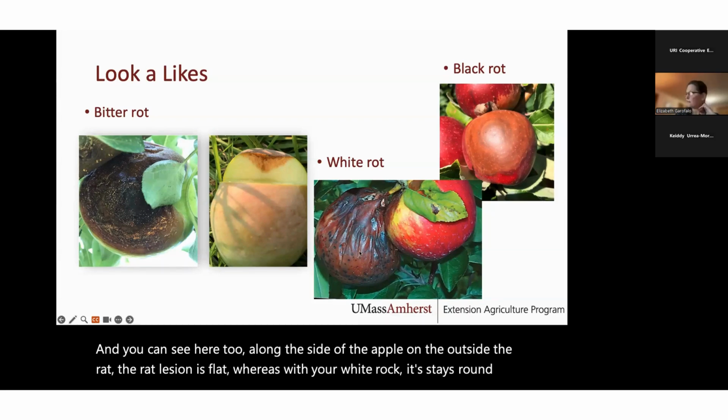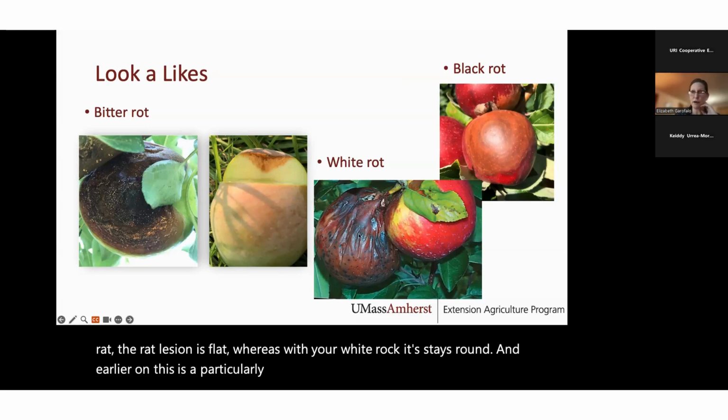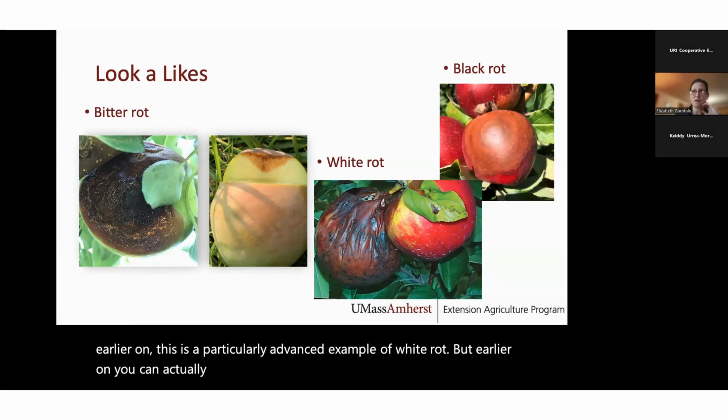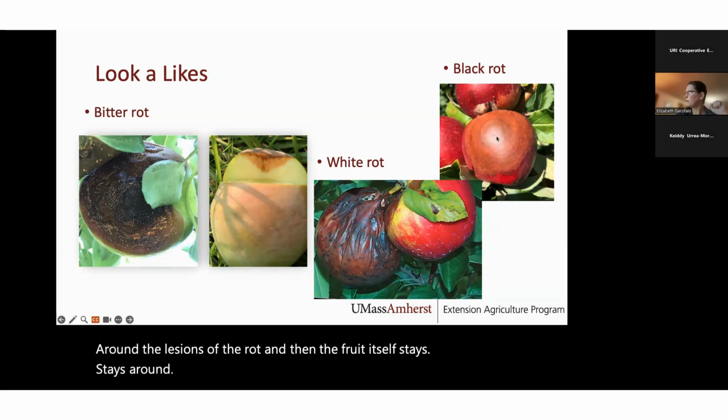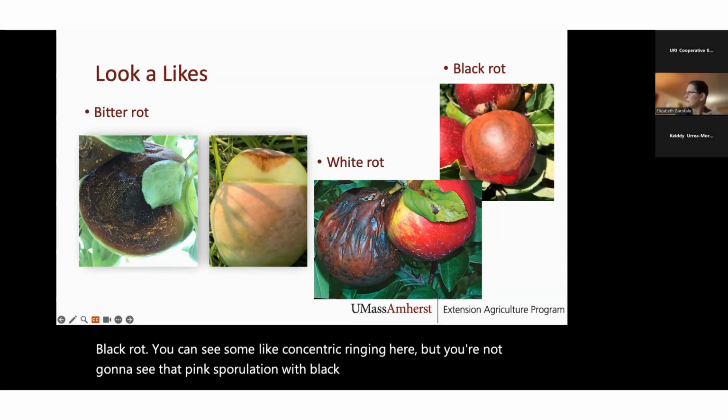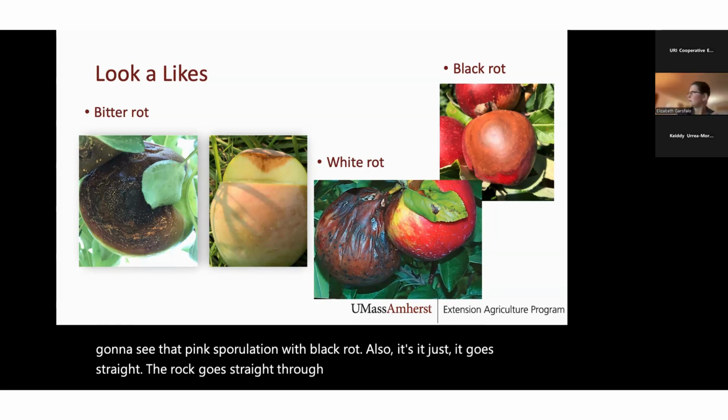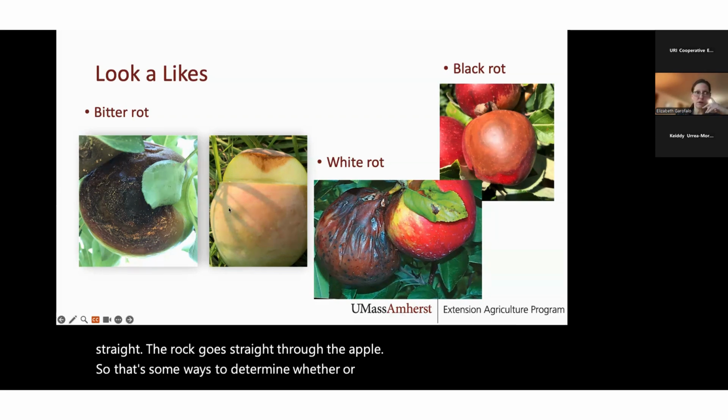This is a particularly advanced example of white rot, but earlier on, you can actually see white discoloration around the lesions of the rot. And then the fruit itself stays round. Black rot, you can see some concentric ringing here, but you're not going to see that pink sporulation with black rot. Also, the rot goes straight through the apple. So those are some ways to determine whether or not you're dealing with bitter rot versus white or black.